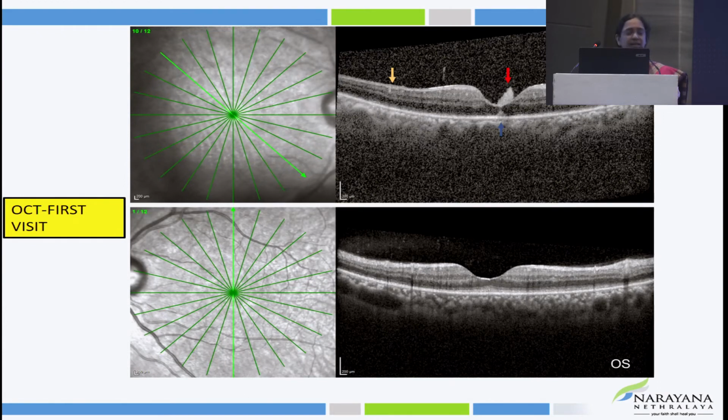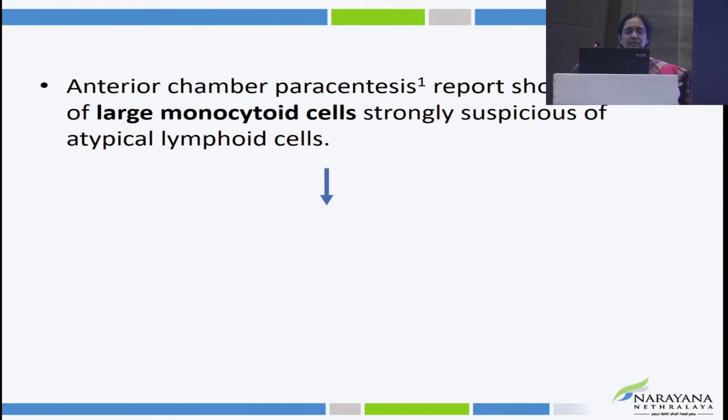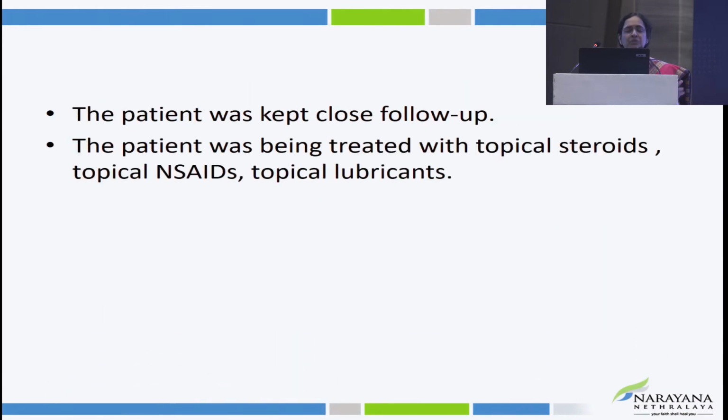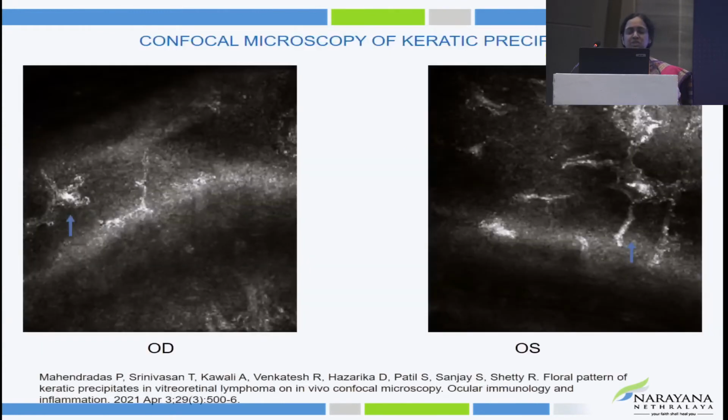We went ahead and did the systemic workup, which was negative. PET-CT did not reveal any lymphoma. ACTAP was negative. Vitreous biopsy was negative for lymphoma cells. So we closely followed this patient. At the 5th month of follow-up, he again presented with AC reaction.